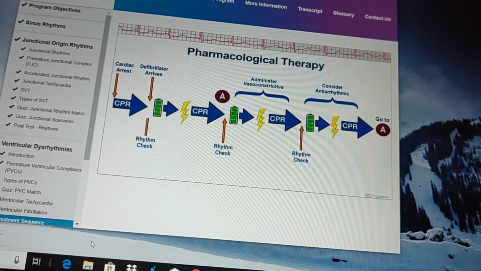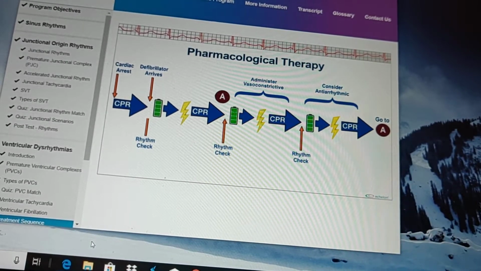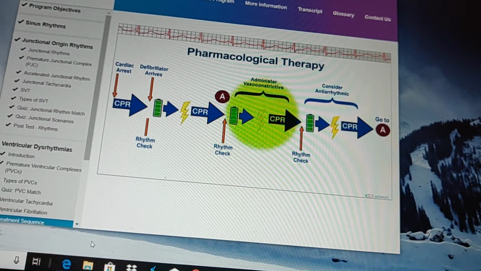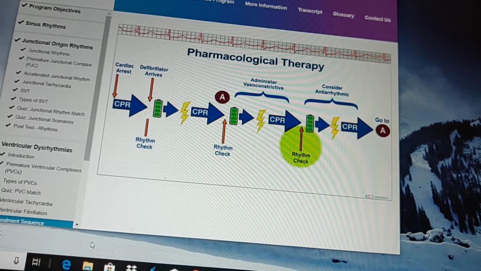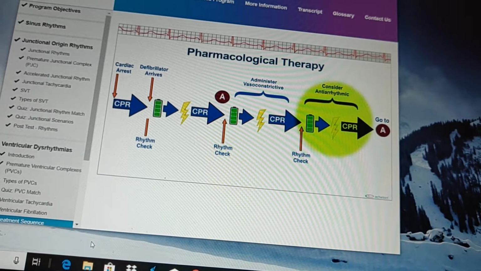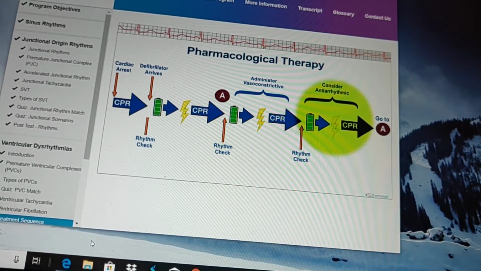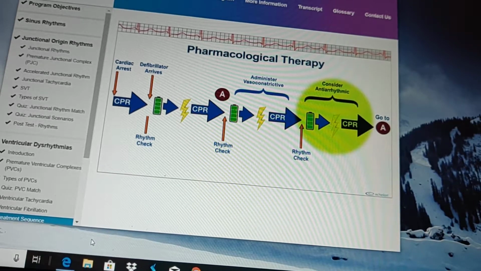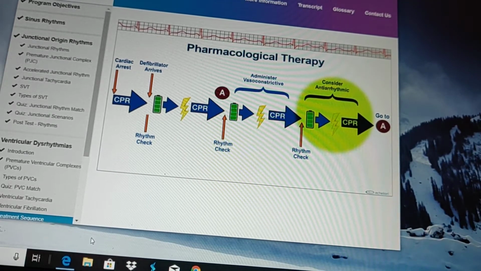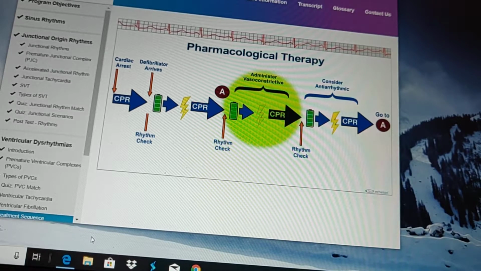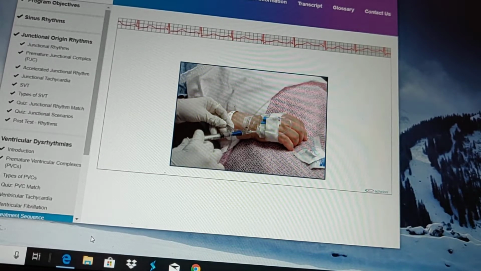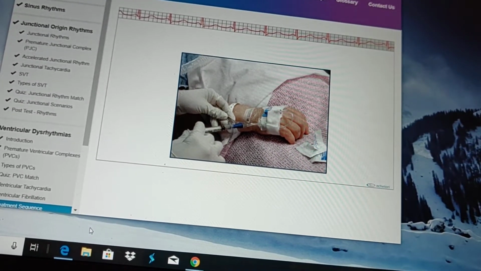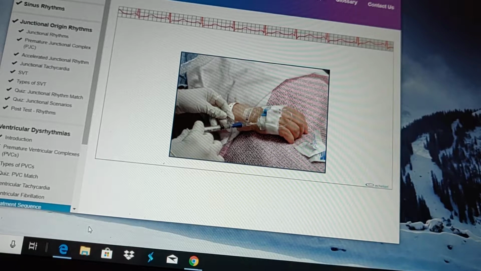Next, initiate pharmacological therapy. The recommended sequence is to administer vasoconstrictive agents during CPR for 2 minutes, 5 cycles of 30:2, then reassess, defibrillate if necessary, resume CPR for 2 minutes, and consider administering antiarrhythmics, reassess, defibrillate if necessary, and resume CPR. Follow this pattern, alternating the 2 types of drugs, vasoconstrictors and antiarrhythmics.